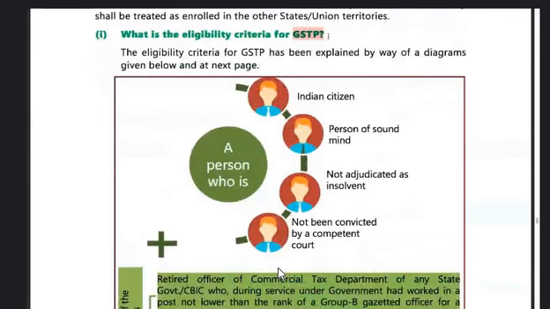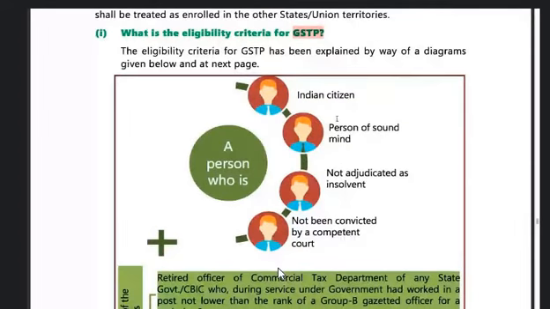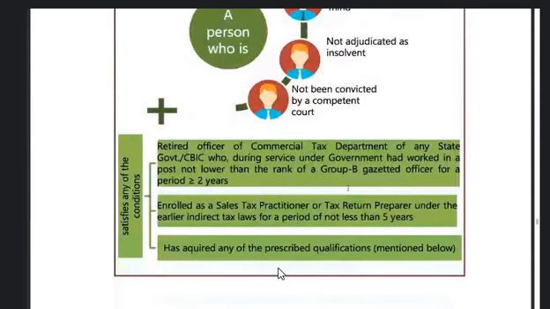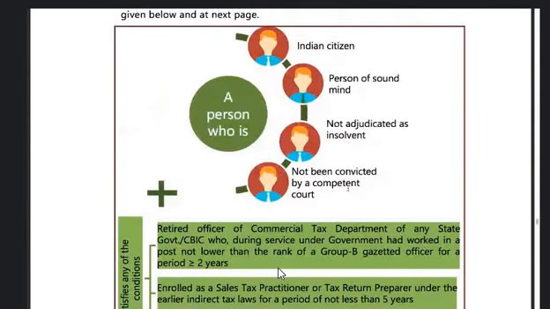The eligibility criteria for GSTP is explained by way of a diagram. A person who is an Indian citizen, a person of sound mind, not adjudicated as insolvent, and not been convicted by a competent court. So it should be a person. A company cannot become a GSTP. Only a person can become a GSTP.